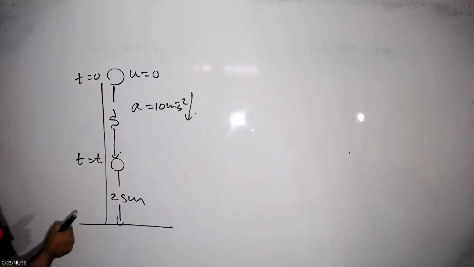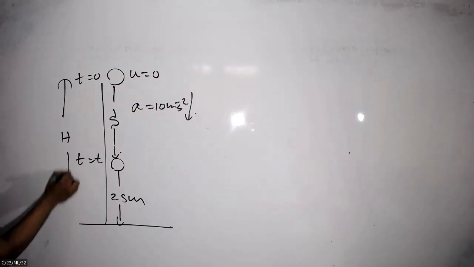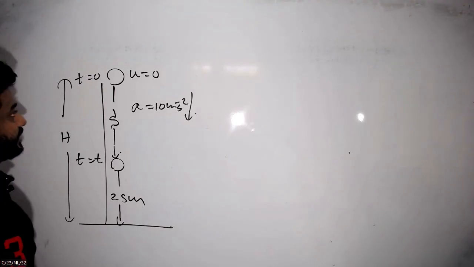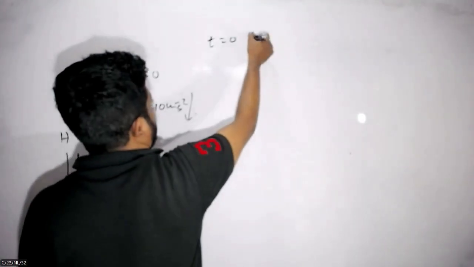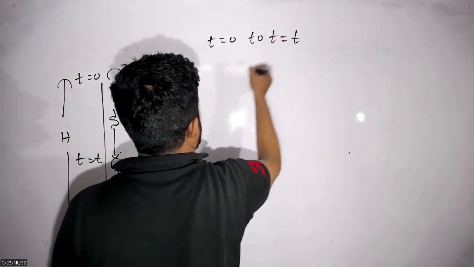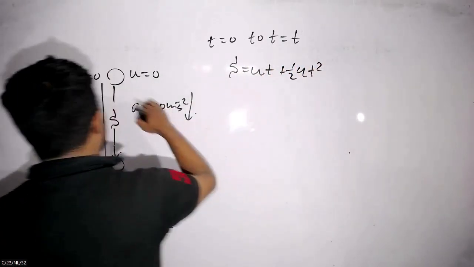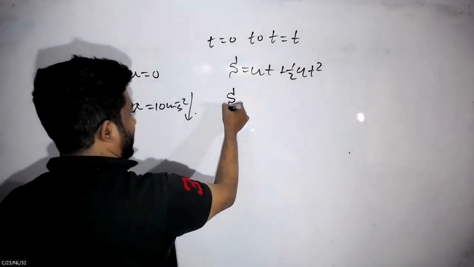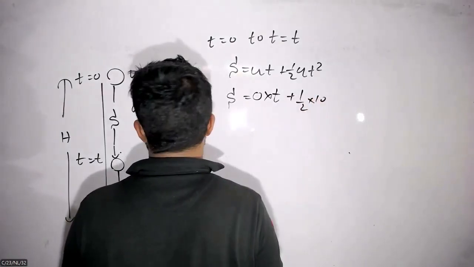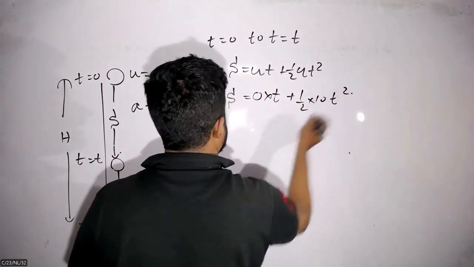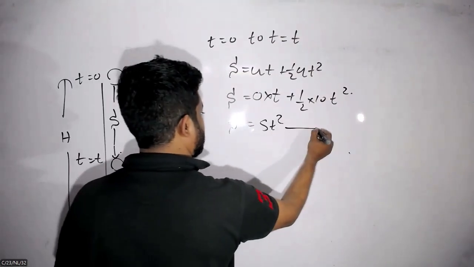Now you can find the height. Height is equal to s plus 25, no? You can write an expression by considering the motion of the object from t equals 0 to t equals t. You can apply s equals ut plus half at square. From here to here, displacement is s, initial velocity 0, half into gravitational acceleration 10, t square. Then s is equal to 5t squared, right? This one is the first expression.